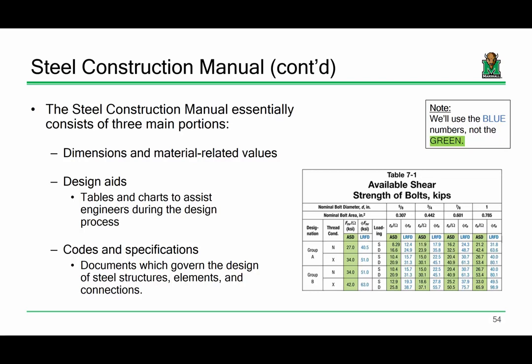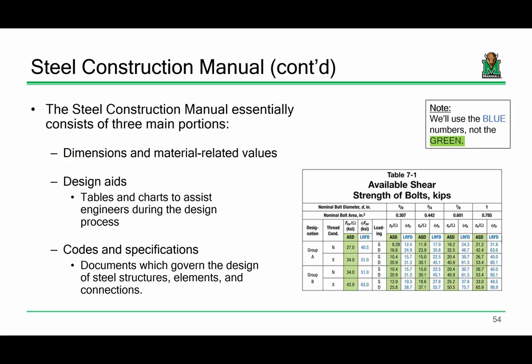Now, if you start flipping through the manual, you'll see a bunch of tables that have green numbers and blue numbers for shaded and unshaded. Remember, in this course, just because it makes more sense and it's where the industry is trending, we're going to utilize LRFD. So whenever there is a colored table, we use the blue numbers, not the green ones. So let's get that right off the bat. Don't look at the green numbers.